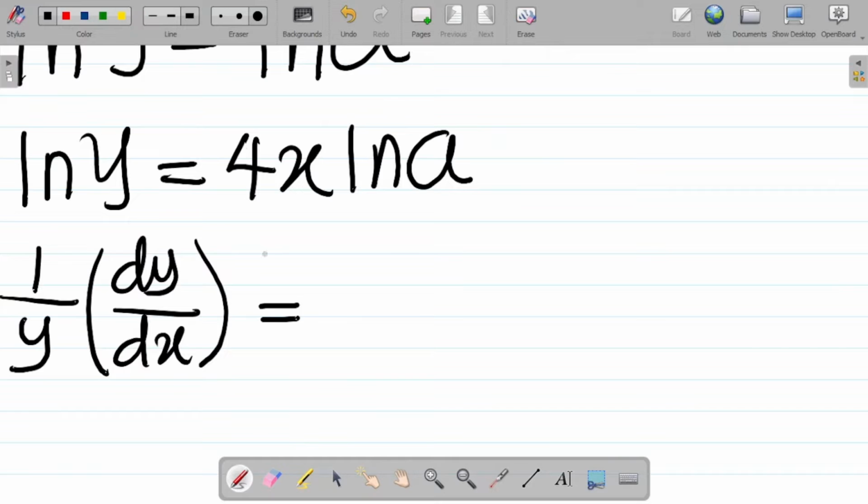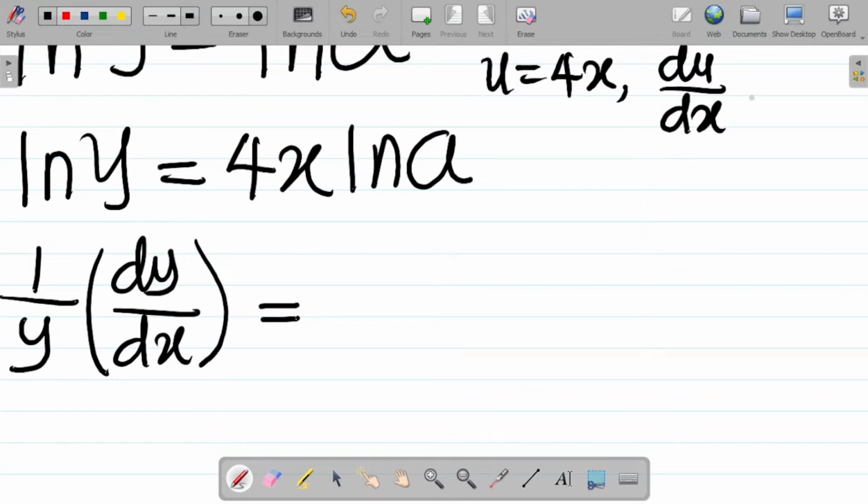For the right hand side, you have that 4x is multiplying ln a. So since they are multiplying, it becomes a product rule question. So let's take these terms one after the other. We'll call this one here u. So let u be equal to 4x. Let's get du dx. If you differentiate 4x, you get 4. Also, let v be equal to the next term there, which is ln a.